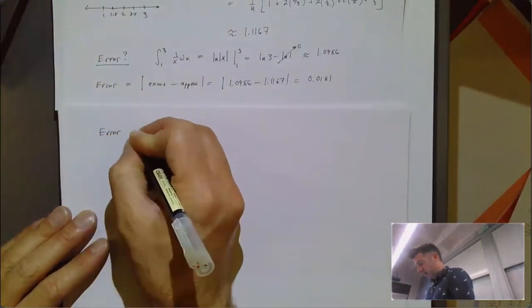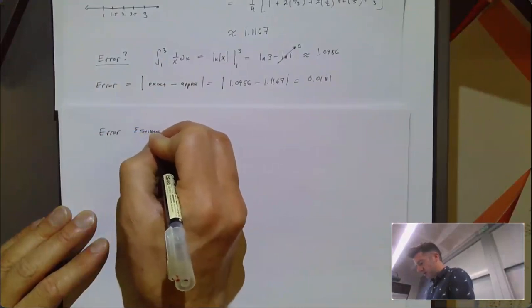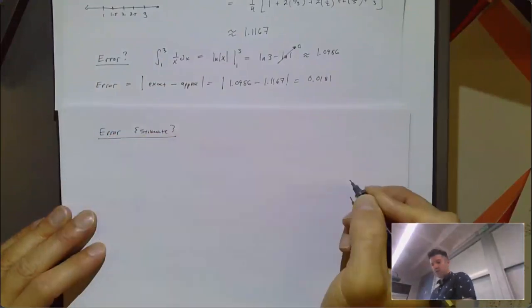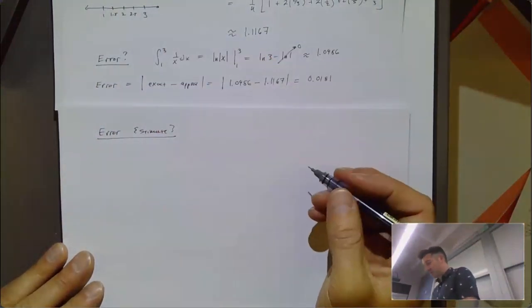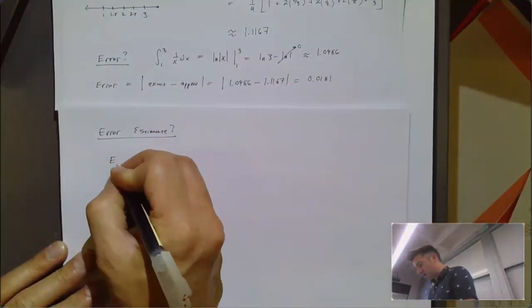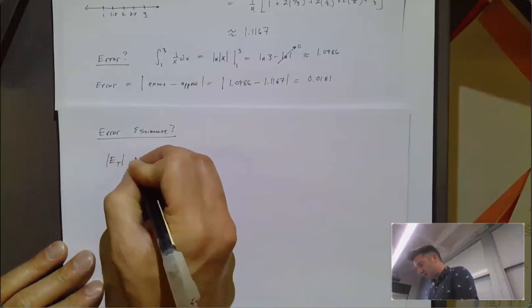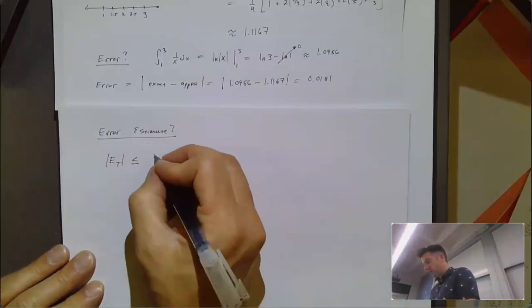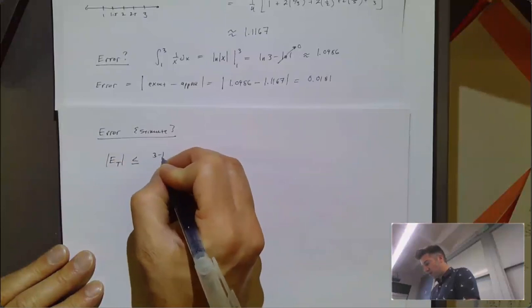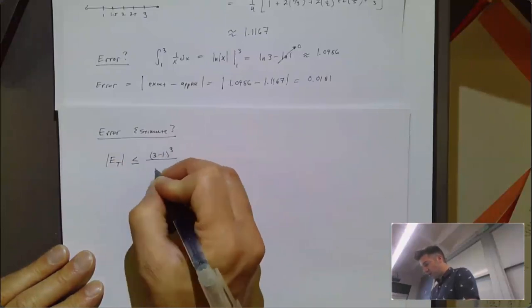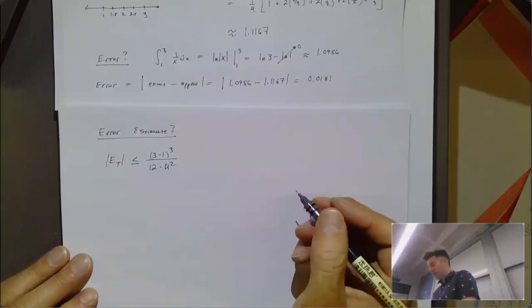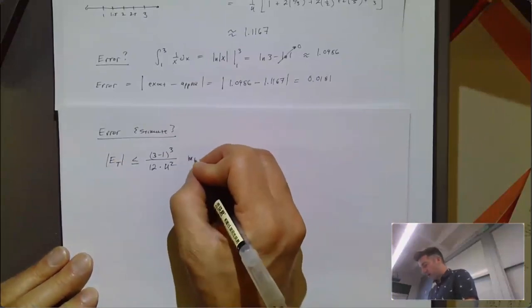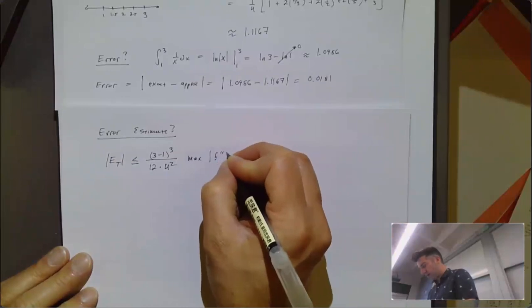So what about the error estimate? Well, I'm going to use my trapezoid error estimate. I'm going to say that my error using the trapezoid method should be less than or equal to b minus a, so 3 minus 1 cubed over 12 times 4 squared, right? That's my n. And then we have the maximum of the absolute value of the second derivative.